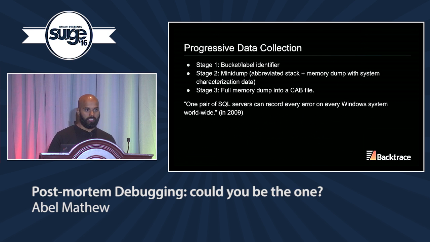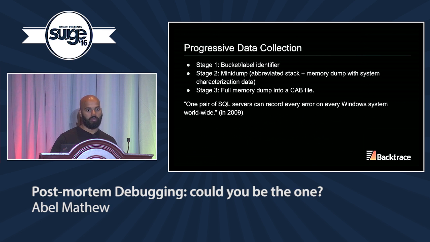The second goal of the system was progressive data collection. Stage one was they would generate this label and send it to the front-end servers. They would say, is this unique or not? Then if they haven't seen this error before, they would collect a mini dump, which was an abbreviated stack with some of the memory as well. And then the third stage was the full memory dump into a cab file.